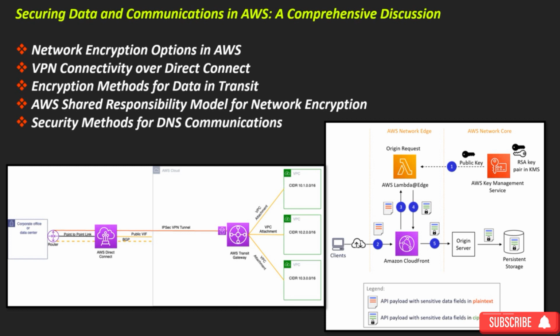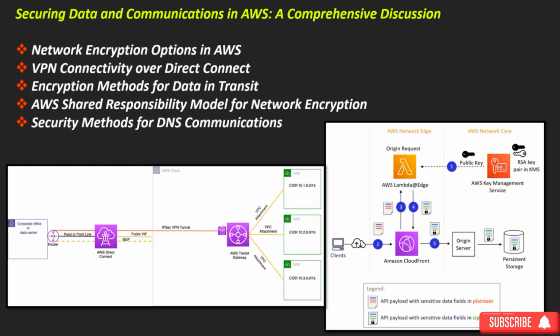The second point we need to talk about is VPN connectivity over Direct Connect. As I have explained in an earlier lecture, AWS Direct Connect provides us a dedicated network connection between an organization's on-premises data center and the AWS cloud. To enhance the security of this connection, virtual private network connectivity can be implemented over Direct Connect. This layered approach adds an extra layer of encryption to ensure the confidentiality of data traversing the network.